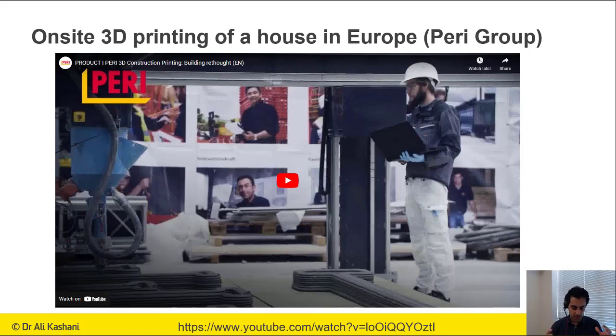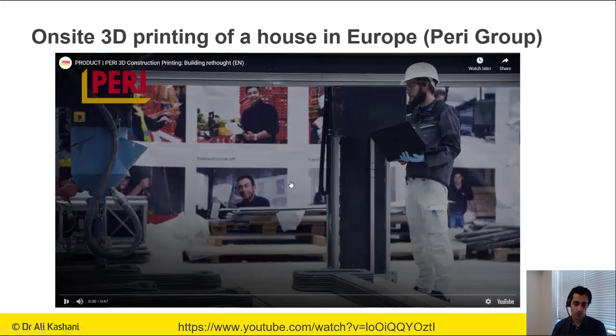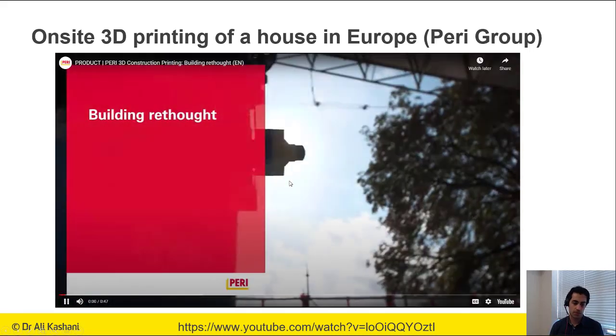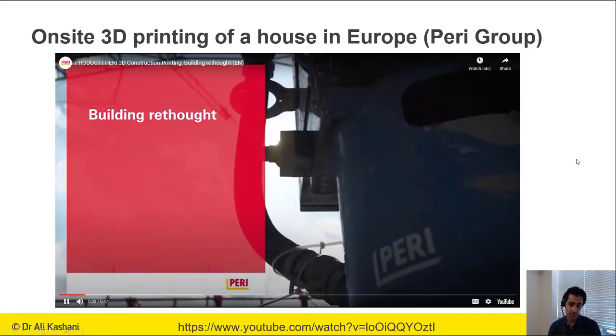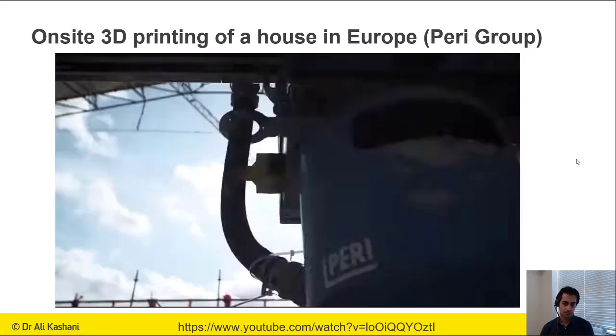But let's focus on one aspect of that, which is 3D printing. There are many other projects happening around the world, and one of them, which is really interesting and passed rigorous standards in Germany, is the 3D printing of a house by Perry Group using cobot printer technology, which you can see in this video.